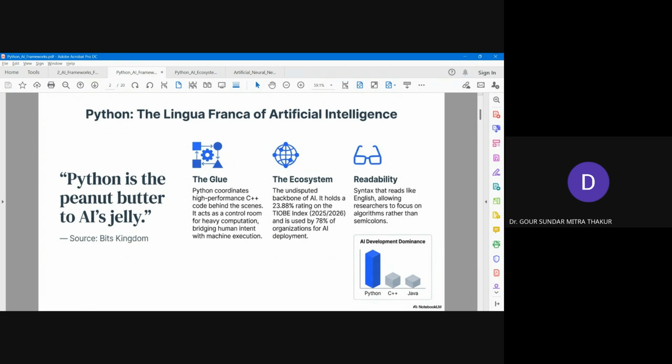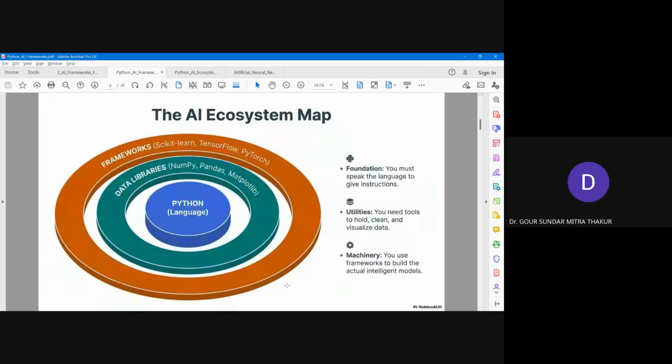And it is the undisputed backbone of AI, as you all know. It holds almost 23.88% rating on this particular index, and right now almost 78% of organizations are using Python for their deployment. Another advantage of Python is that its syntax is very easy to understand and it reads like English, allowing researchers to focus on algorithms rather than semicolons. Those from a computer science or IT background understand the pain of semicolons and commas whenever we write code in C or C++. But in Python, no need to bother about that. You focus on the problem you are trying to implement, not on syntactical errors.